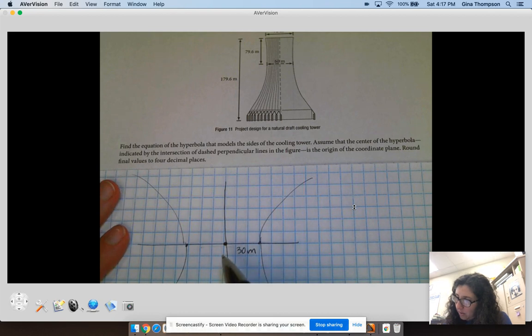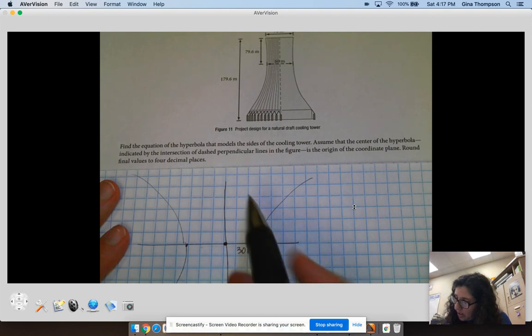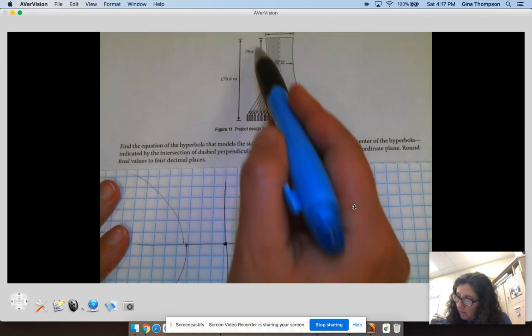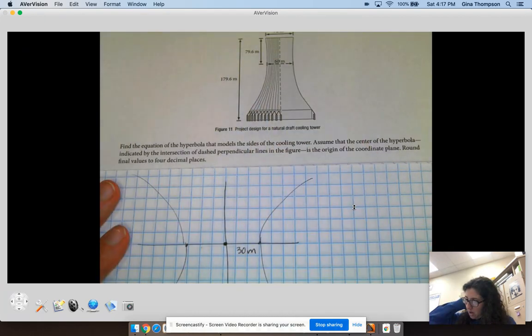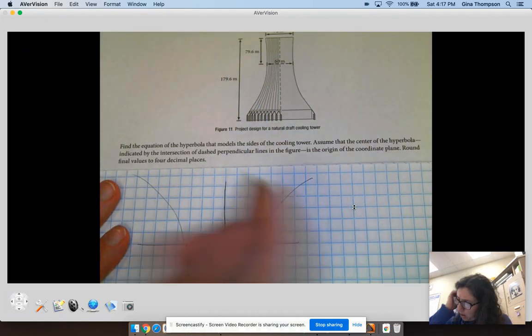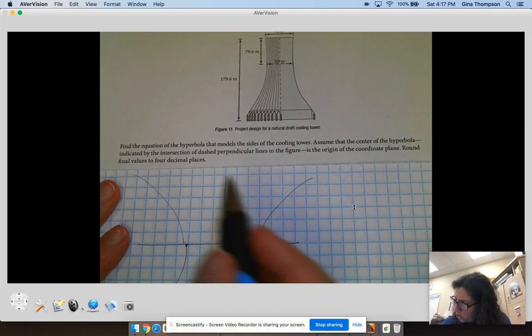And what else do they tell us? The whole thing is 179.6 meters, and this is 79.6 meters. What do we really need to know here? They want us to find the equation.